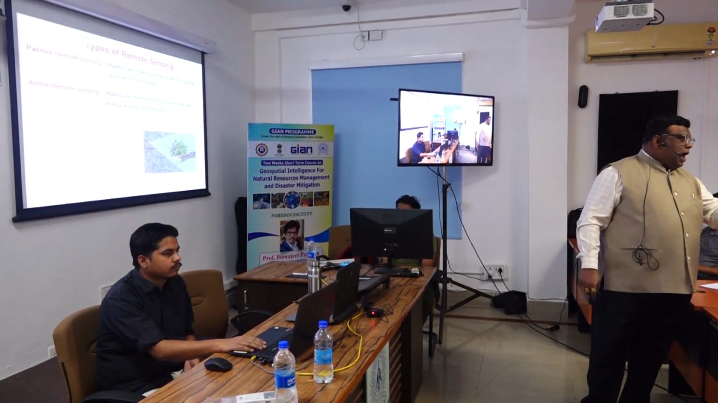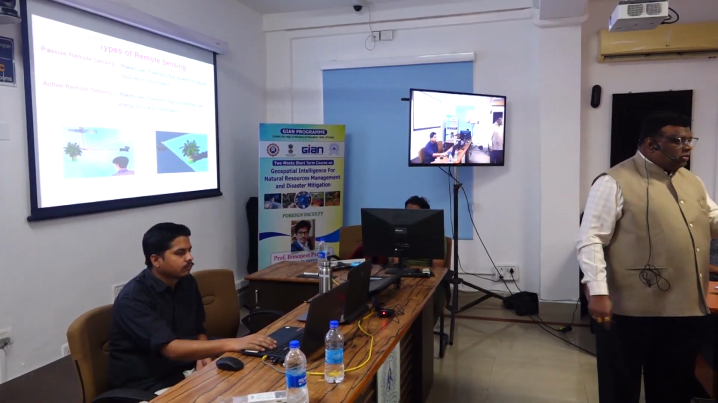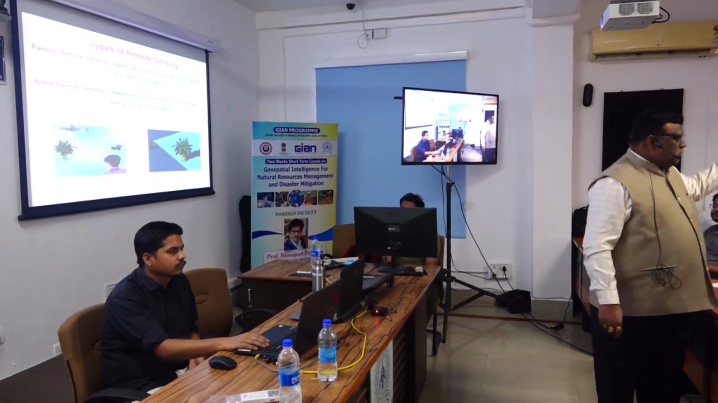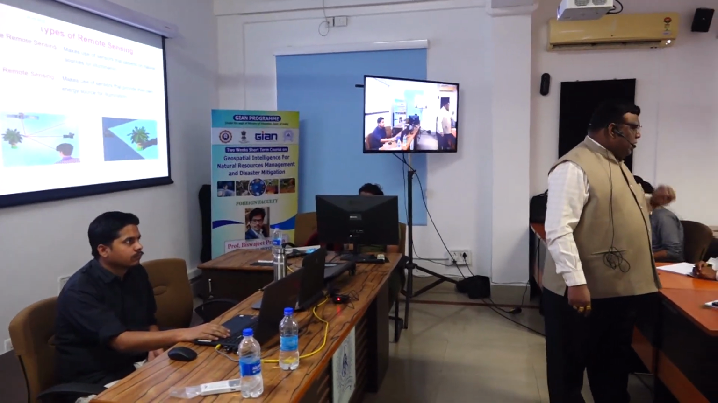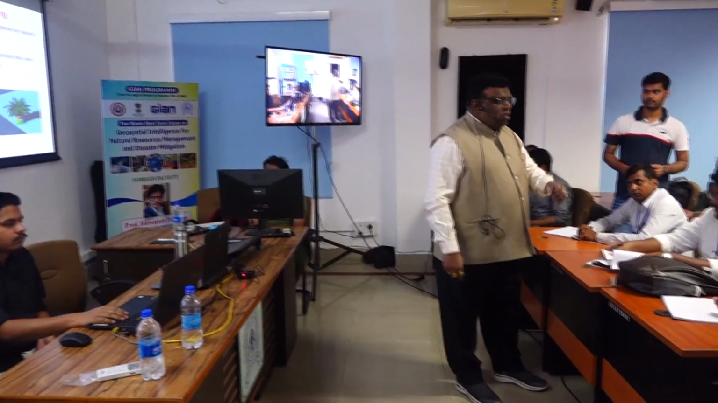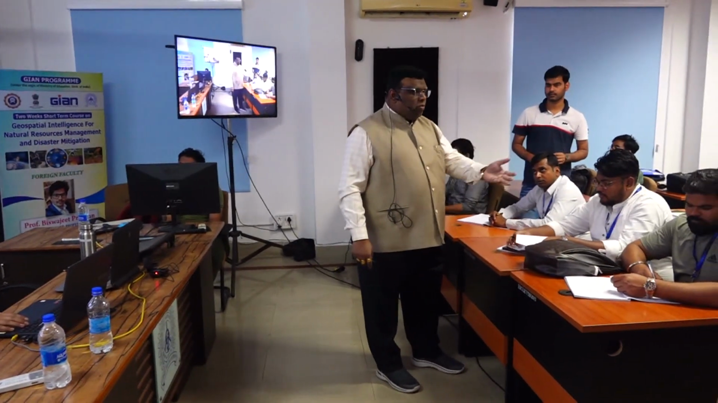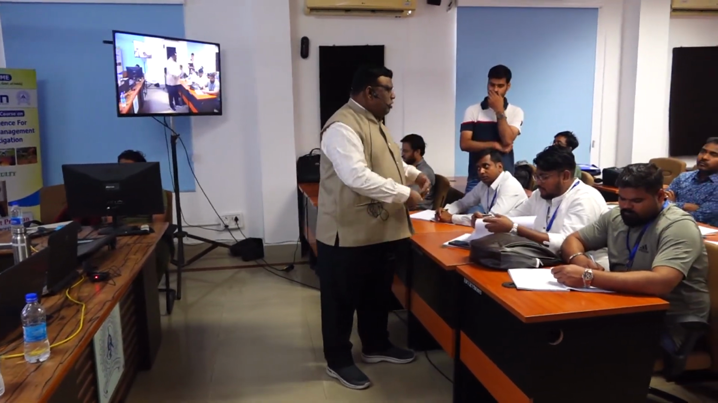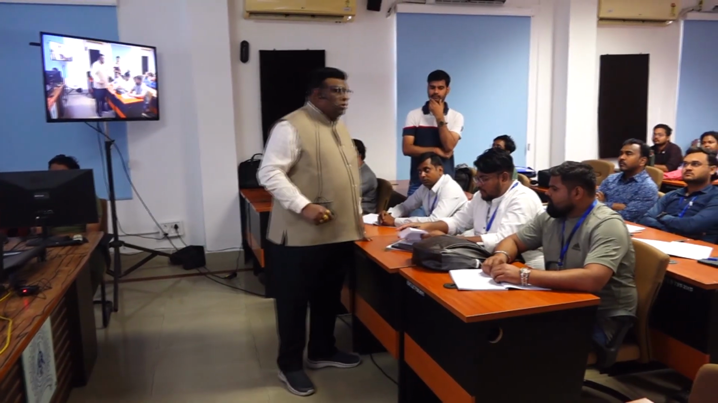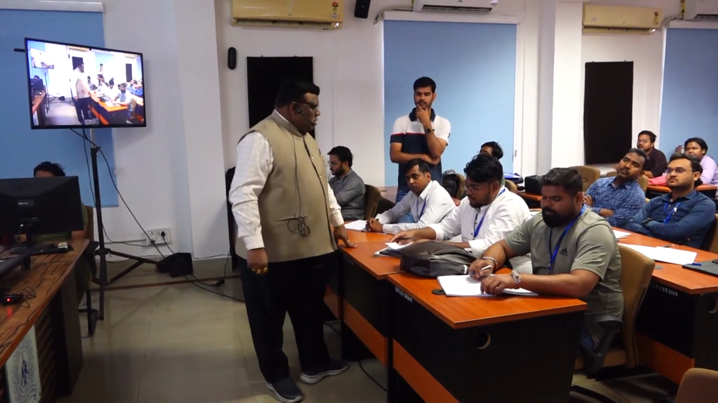In the passive, just go to next slide. Passive remote sensing, active remote sensing. In the passive remote sensing, some external source should be there for illuminating. Then you can get the information. Whereas active remote sensing means it will have its own illuminating source.